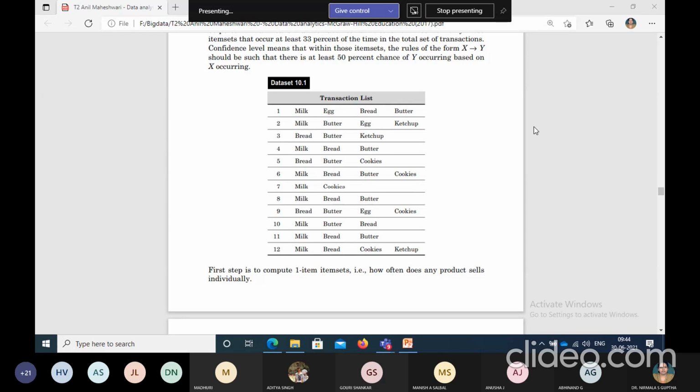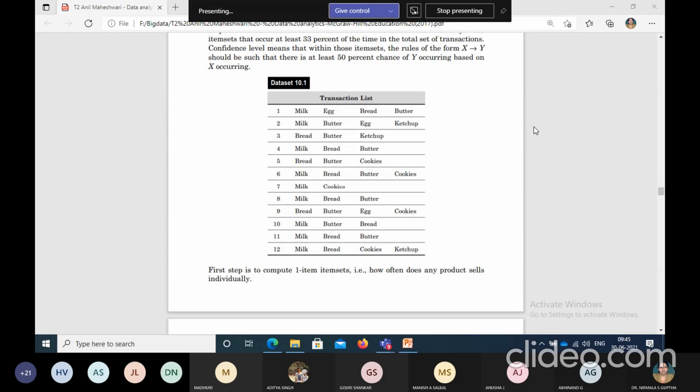Now we have the total set of transactions displayed on the screen. There are 12 transactions. So we need to find out the confidence levels, within those item sets, to see which rules can be framed. That is, x gives y should be such that there is a 50% chance of y occurring based upon x occurring. Are you able to understand my point?